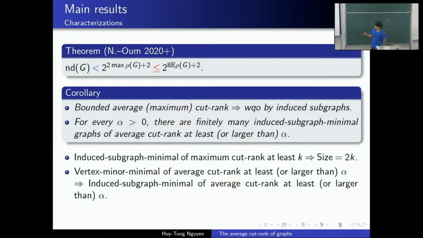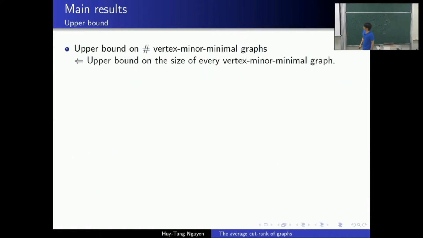A thing to note is that a vertex-minor-minimal graph of average cut rank at least alpha is actually an induced-subgraph-minimal graph of average cut rank at least alpha, because such a graph must not contain any induced subgraph of average cut rank at least alpha. Okay, and so to obtain an upper bound on the number of vertex-minor-minimal graphs, we want to find an upper bound on the size of every vertex-minor-minimal graph.